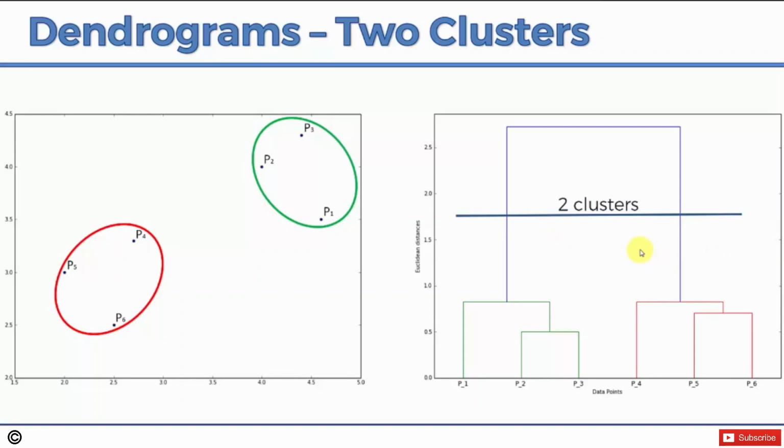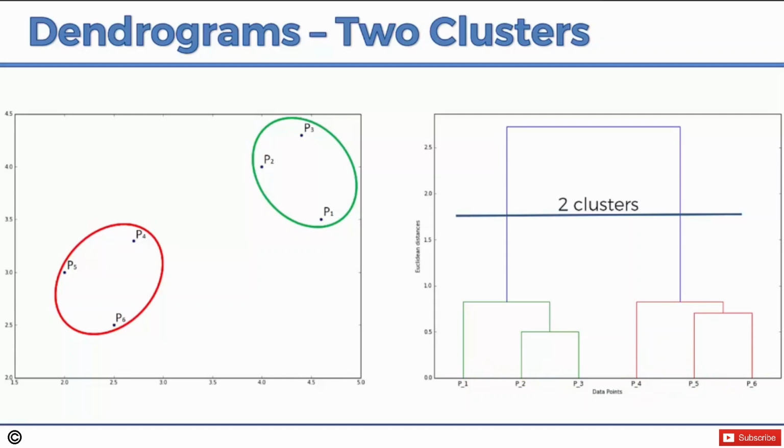And the interesting part about dendrograms is you can quickly tell how many clusters you will have at a certain threshold by just looking at how many vertical lines this horizontal threshold actually crosses. So here you can see it crosses 2 vertical lines. That means we will have 2 clusters. It will be this cluster with all these points, P1, P2, P3, and this cluster P4, P5, P6.